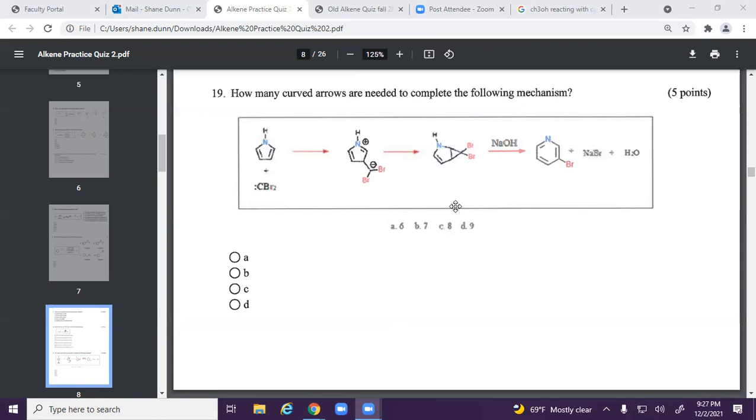Okay. How many arrows do we need? So what's going on here is the bond is moving. So it's going to move here, which makes this guy positive, which kind of makes this guy slightly negative. Not super negative, but slightly. Which he's going to form a bond here. So two arrows.